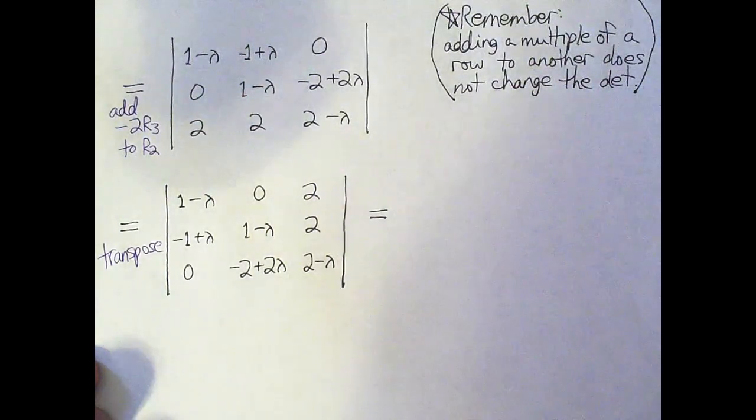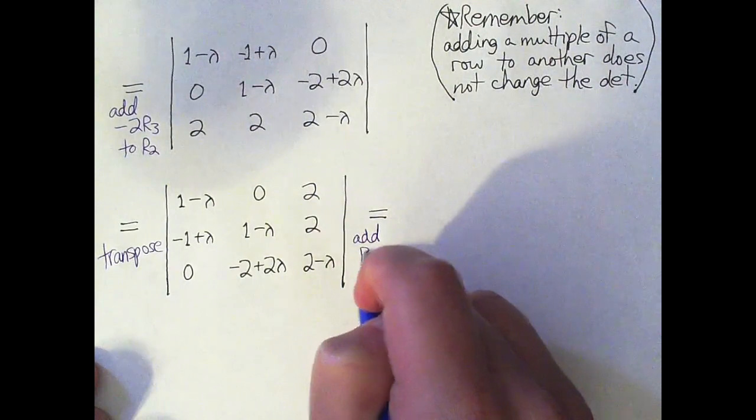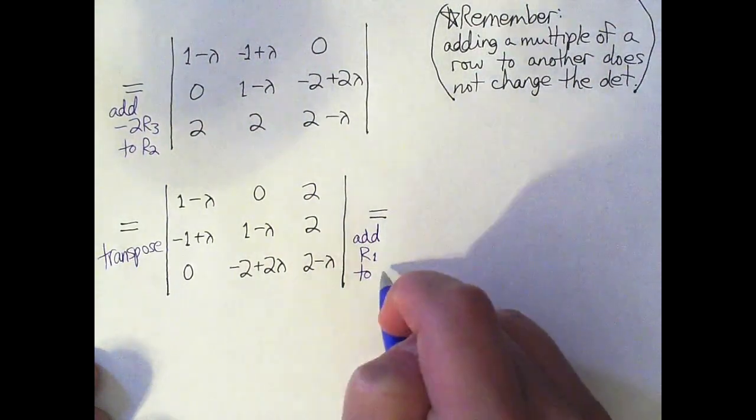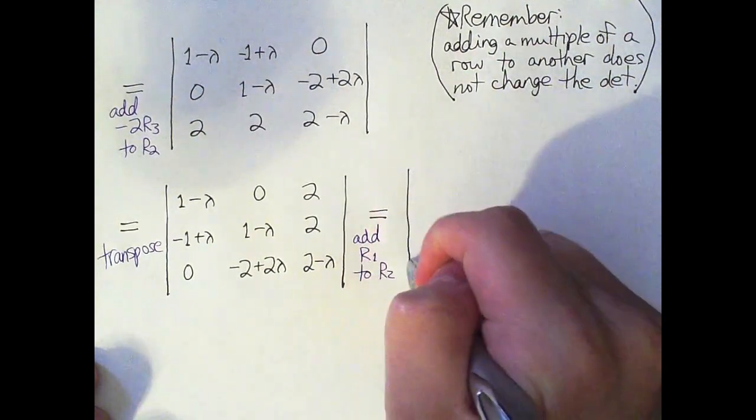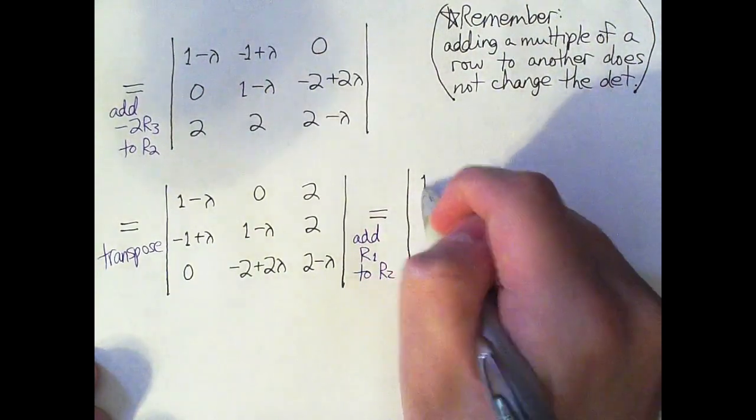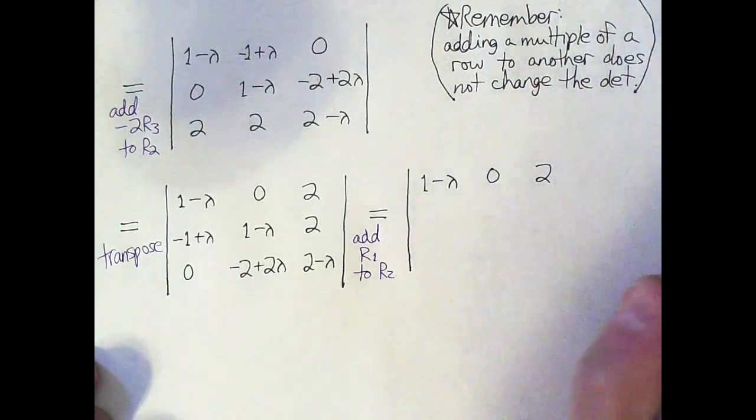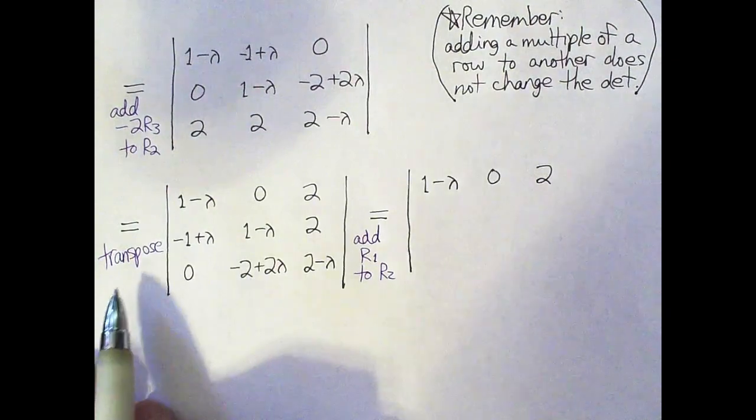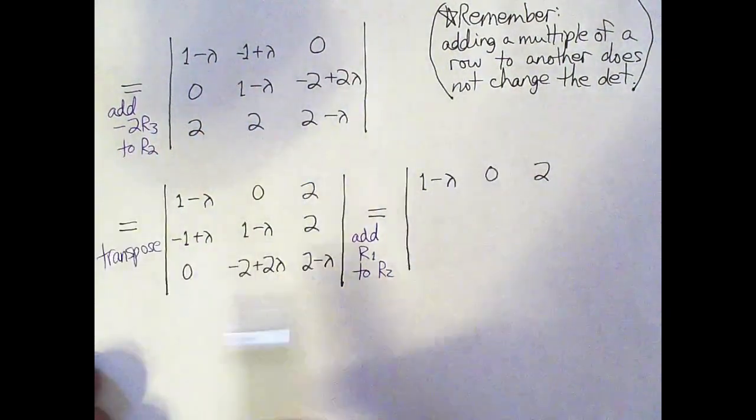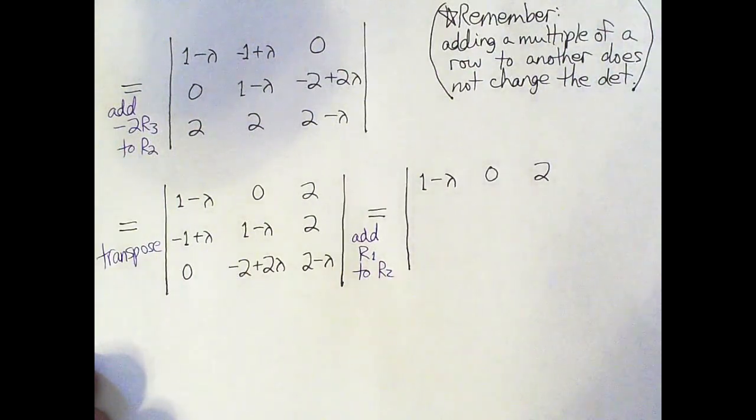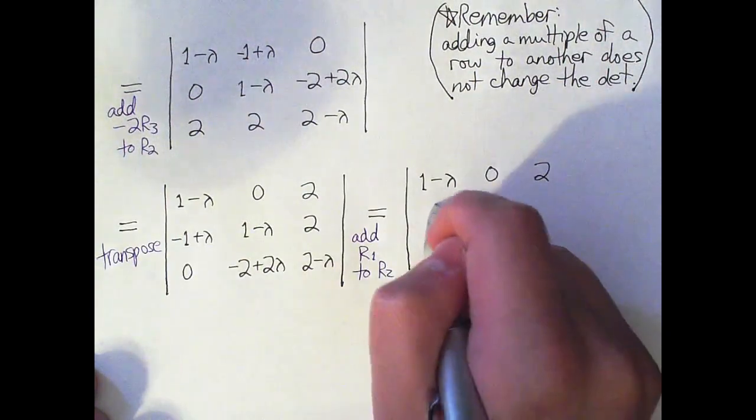And now I can get back to adding a multiple of a row to another row. I'm going to add row 1 to row 2, which doesn't change the determinant. So I get 1 minus lambda, 0, 2. Now, normally when you think about row reduction, you would never really think to do transpose in the middle of row reduction. But we're doing this with a different purpose in mind. We're just trying to make the determinant easier to work with.